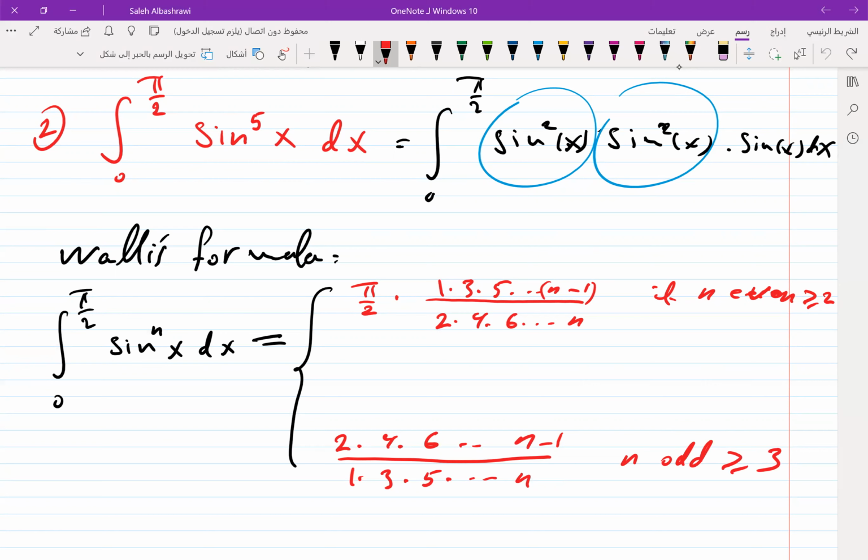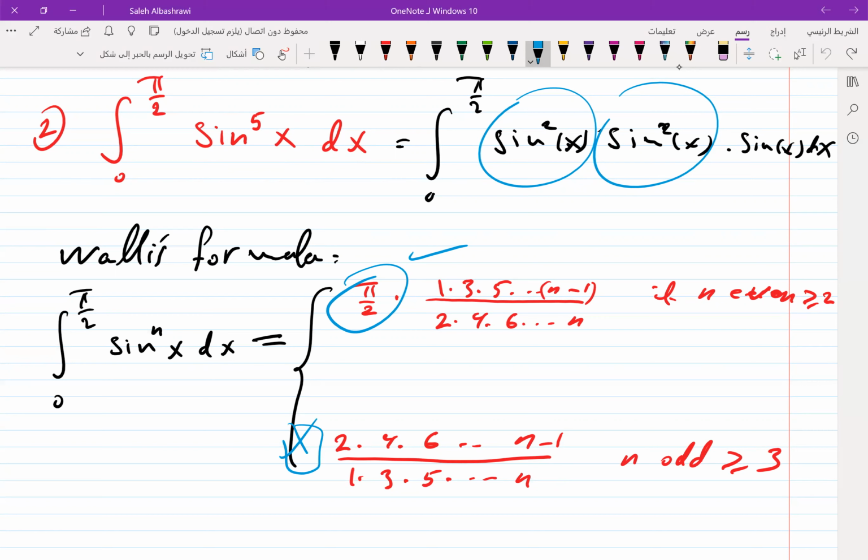So if n is an even number, then the value of the integration is pi over 2 multiplied by 1, 3, 5 up to n minus 1 divided by 2, 4, 6 up to n. If it is odd, it will be 2, 4, 6, the even numbers will be up, and the odd numbers will be down, without a pi over 2. You have to be careful about this one. If n is even, we have pi over 2. If it is odd, there is no pi over 2 in the front of the fraction.